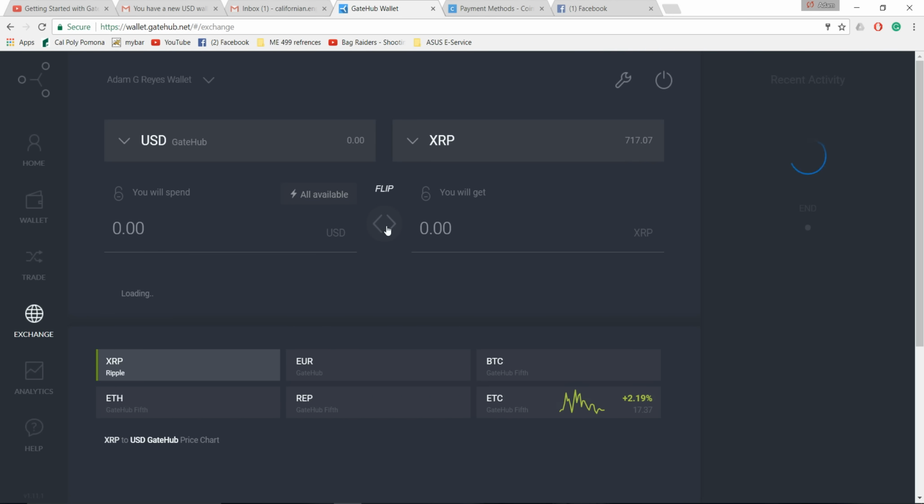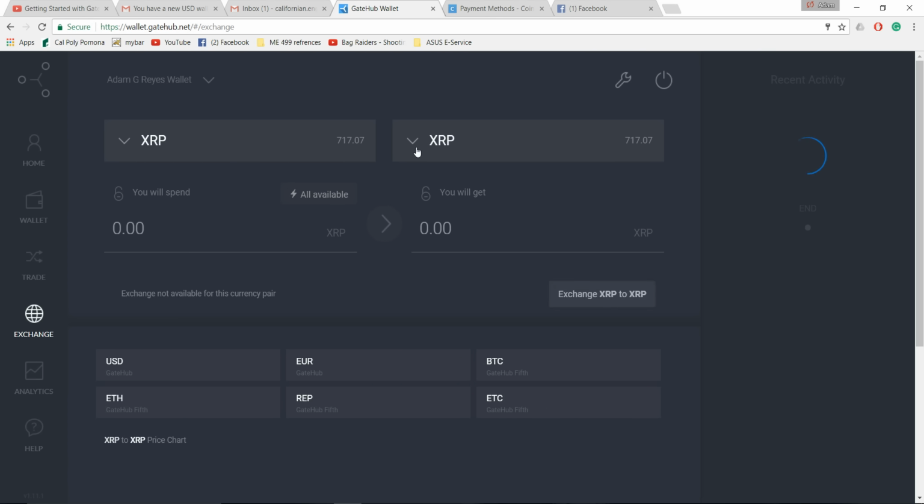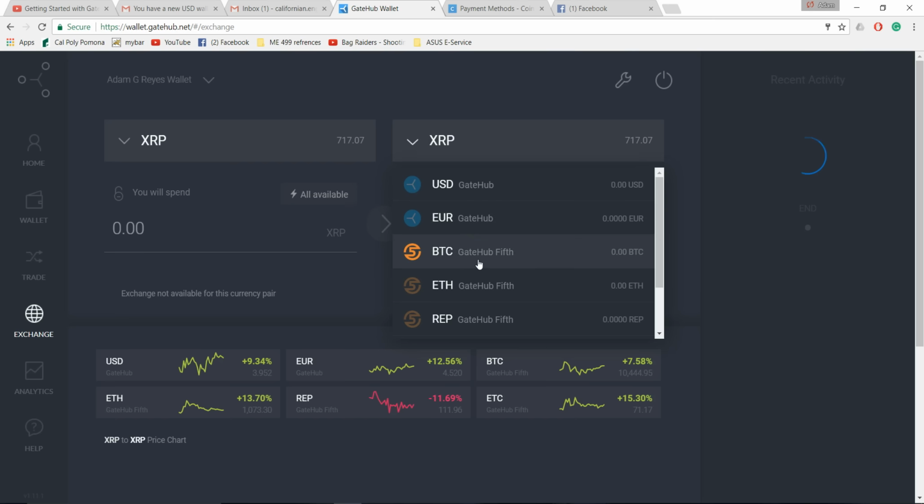So it'll probably help you out to buy on the trading tab as opposed to exchanging it directly. Sometimes that might not be the case. Maybe the exchange will be more cost effective for you, but just keep in mind there's also a 0.2% fee with that, so make sure to take that into account when you make your exchange. And so you can exchange different things. Let's say I have Ripple here, and I can exchange it to Bitcoin or anything I want over here.